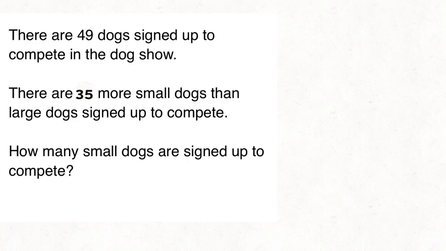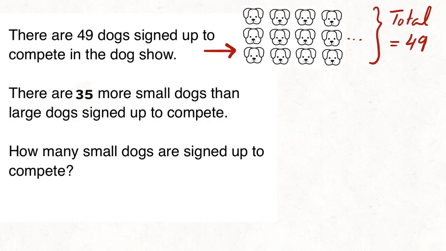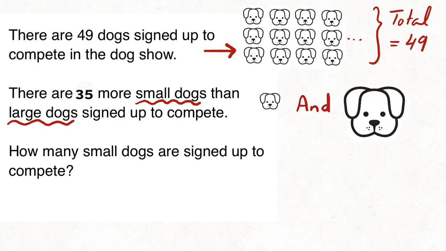Now, if you start decomposing the sentences, you will discover from the first sentence that the total of participating dogs, in total, is 49 dogs. When we come to the second sentence, he's talking about two types of dogs, small dogs and large dogs. Thus, keep this in mind. Now, the question: he wants you to tell him the number of small dogs.